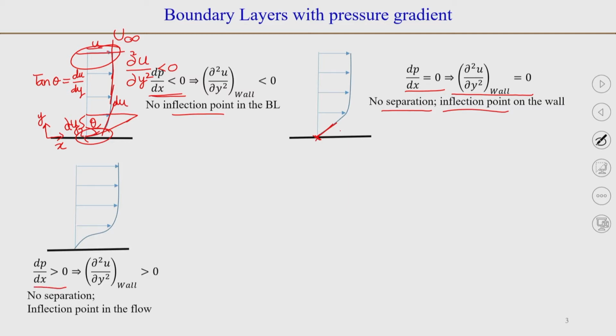Now, if we have dp/dx greater than 0, so it is positive, let us say it is a weak dp/dx. So, the magnitude of dp/dx is not very high.